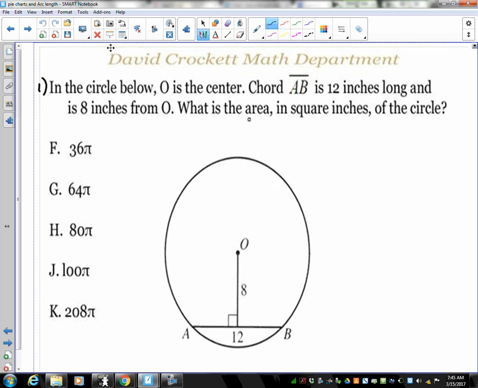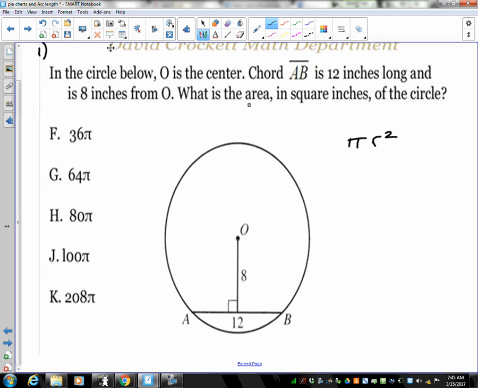So remember the area of a circle, we can look it up in our formulas, but it's pi r squared. So ultimately I need the radius. Now recall this 8 units right there is not the radius because it doesn't go all the way. So what I'm going to use is this fact. If we have a segment from the center and it's perpendicular to my chord, that means that bisects that chord right there. So each one of those lengths would be 6.